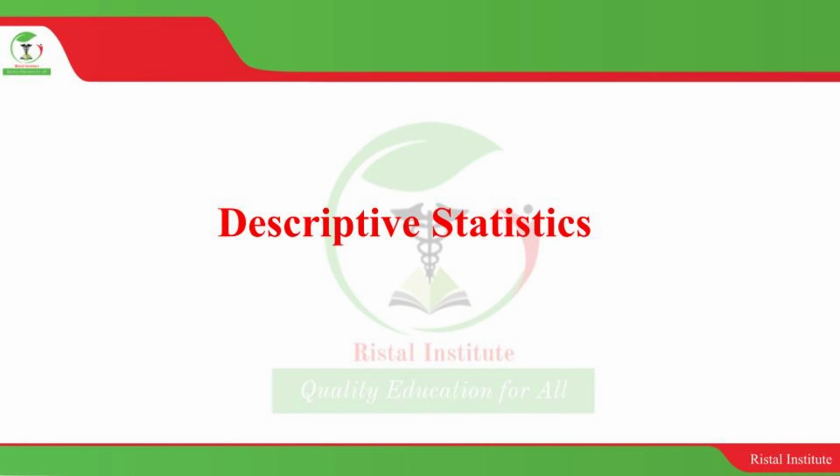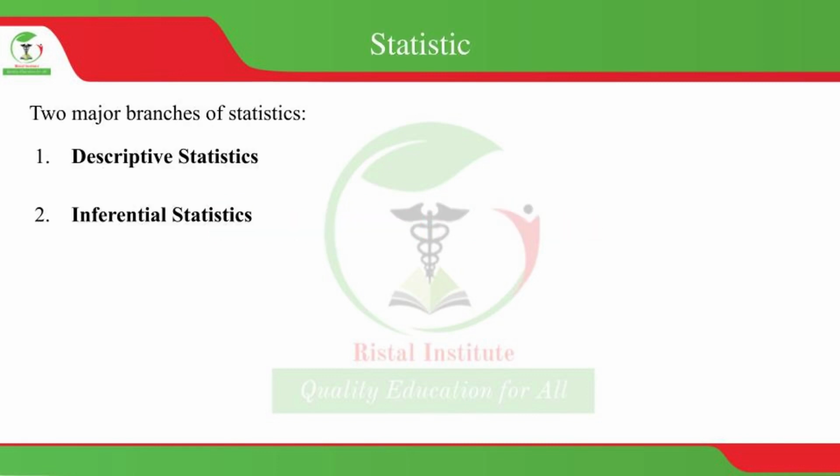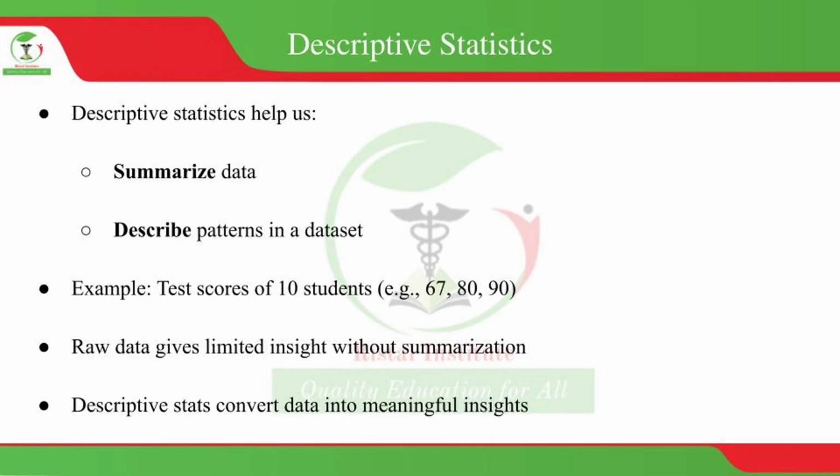So basically, in biostatistics, we look at two major branches. The first being inferential statistics, and the other being descriptive statistics. We are going to look at descriptive statistics and what they really mean. So that is going to be our area of discussion.